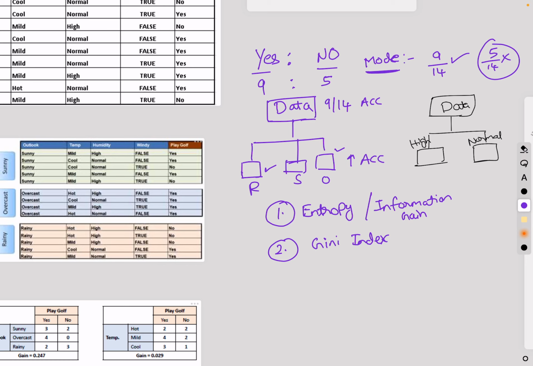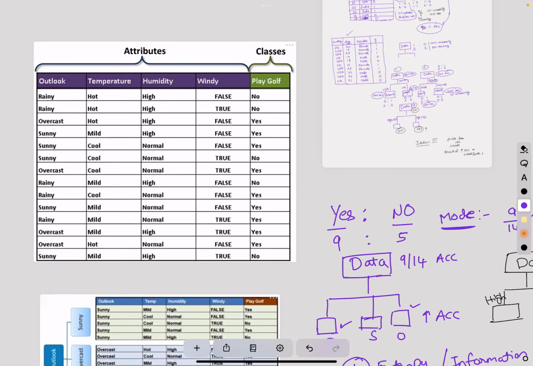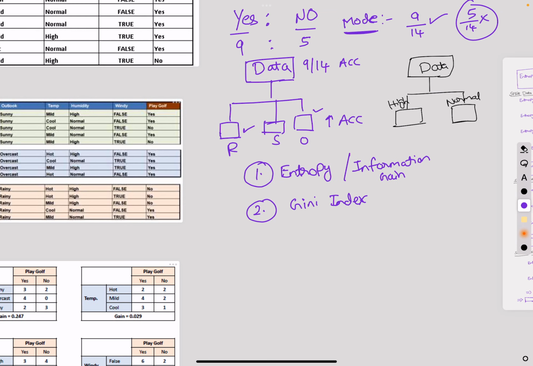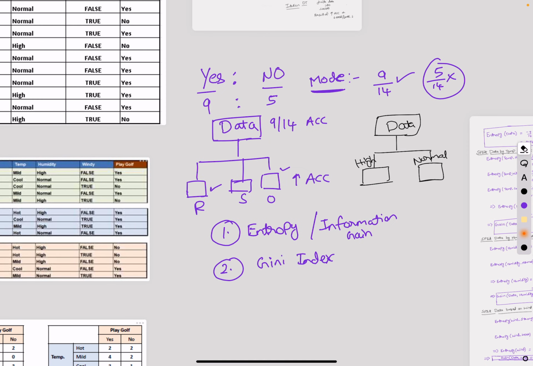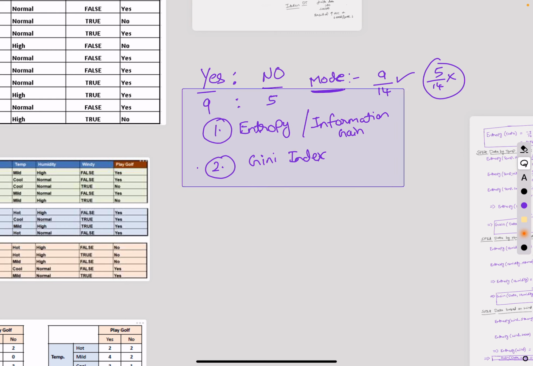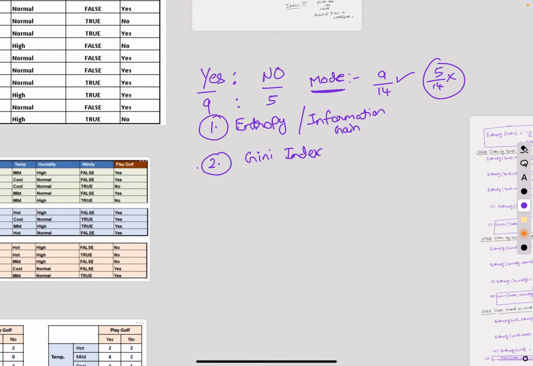Okay, so using this formula we will see which particular criteria will be picked, which particular feature will be picked, outlook or temperature or humidity or windy. Right, so let's see this with example. So let me take this over here. Okay, so let me write the formula for entropy.